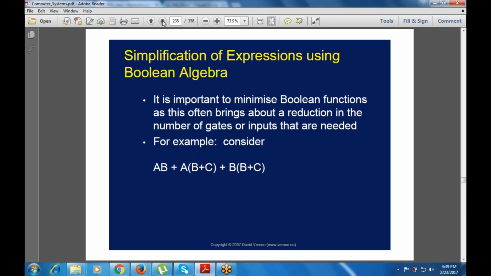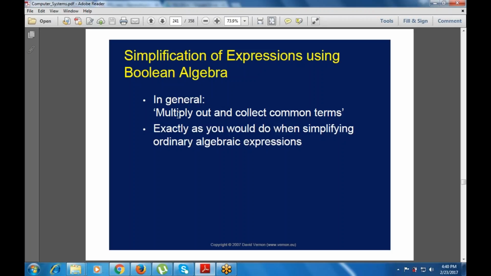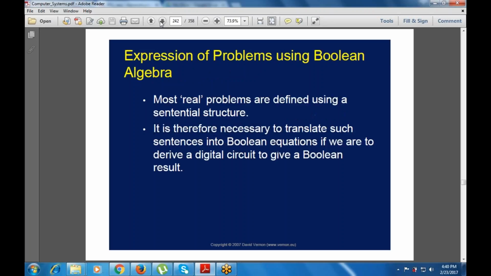Then the simplification of expressions using Boolean algebra is very important to minimize Boolean functions, and this often brings about a reduction in the number of gates or inputs that are needed. For example, when we consider AB plus A(B plus C) plus B(B plus C). That means we are using the AND gate and the OR gate together. So in general, multiply out and collect the common terms exactly as you do when simplifying an ordinary algebraic equation.